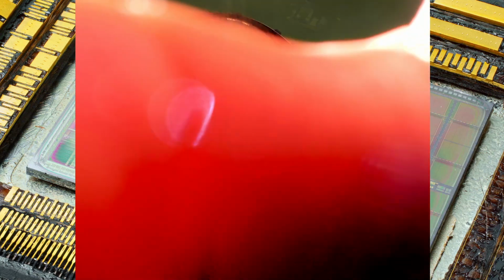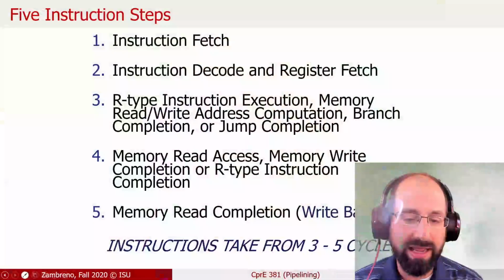Every instruction in the multiple cycle implementation is going to take between 3 and 5 cycles. They're going to take at a minimum 3 cycles, and we have to determine at runtime. We're going to take at a minimum 3 and potentially as many as 5.